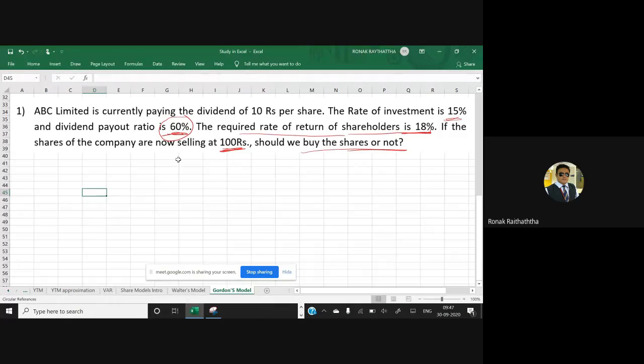If the growth rate is not given to you, how do you find the growth rate? Try to recall the formula a little. Please try to recall the formula of the growth rate of dividend. If the growth rate of dividend is not given to you, what information should you have to find the growth rate? Anyone?